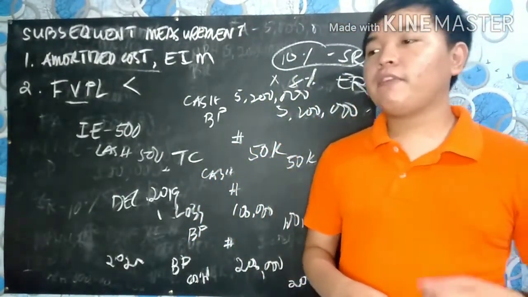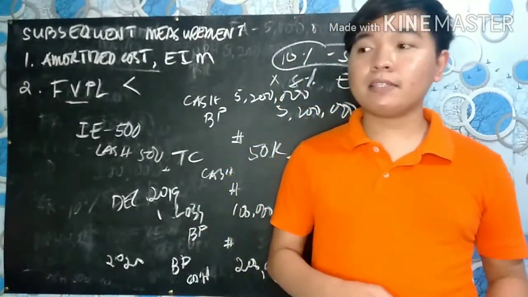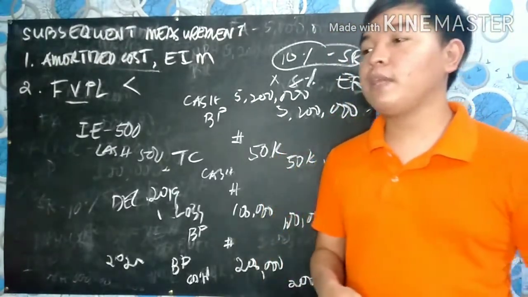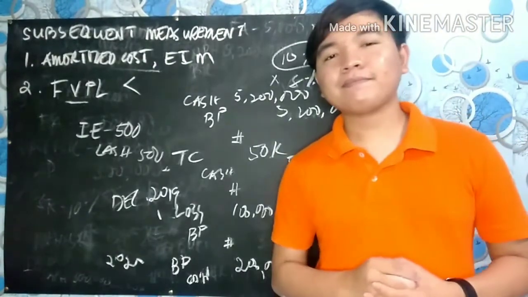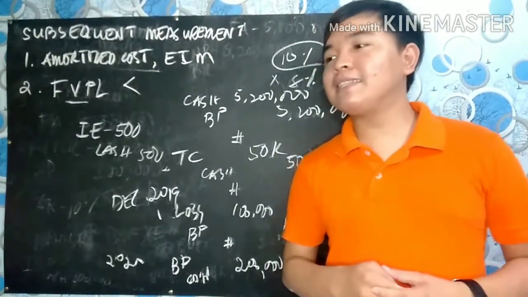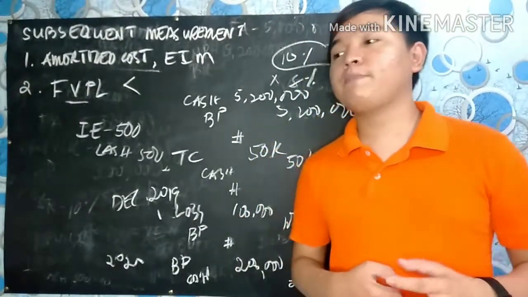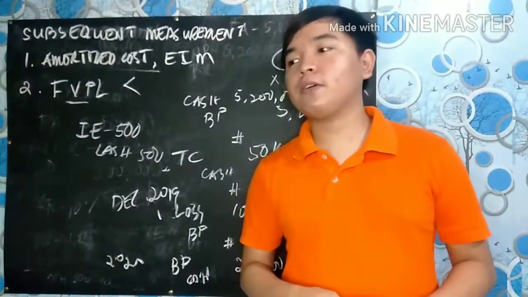Letter C, the fair value of the bond and the principal obligation must be disclosed. Or letter D, if the fair value option is elected, it must be applied to all the bonds. What is your answer? So the answer is letter C. The fair value of the bond and the principal obligation must be disclosed. So yun po yung tamang sagot.